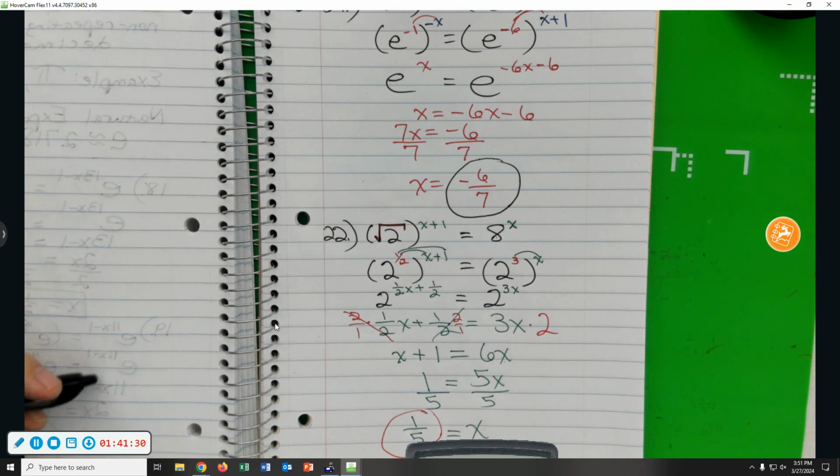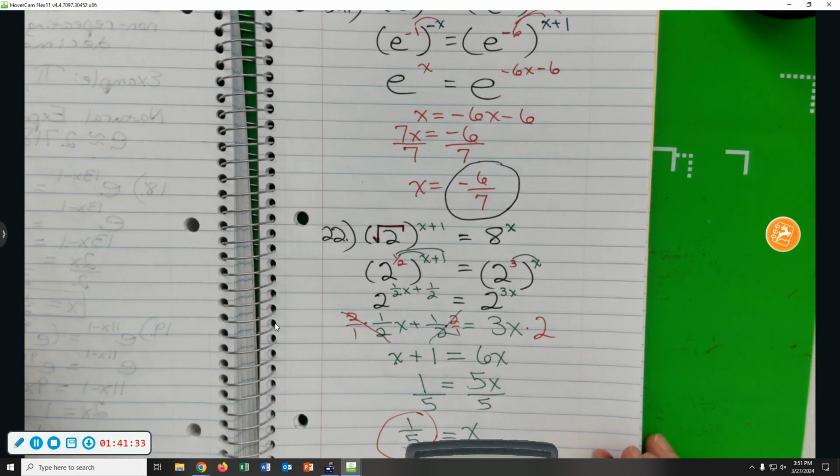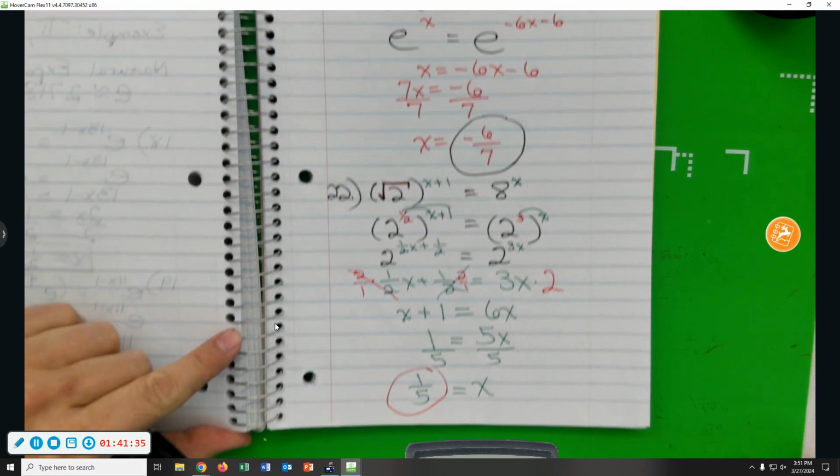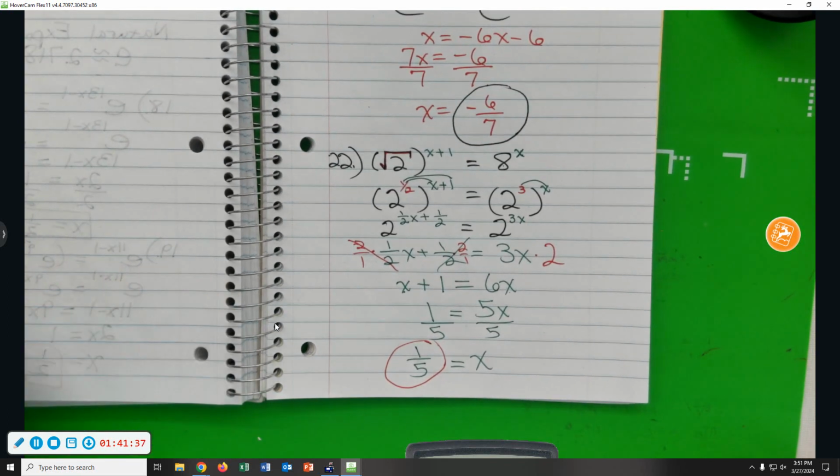For my final answer, Tony always says these are the last problems, so they've got to be the most difficult. Well, if not the most difficult, they're certainly the most involved.